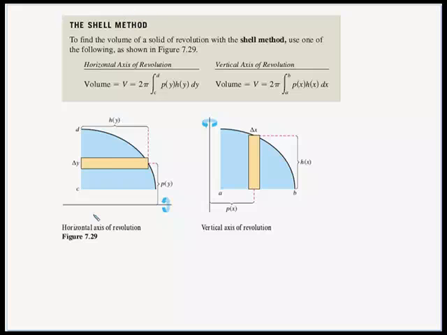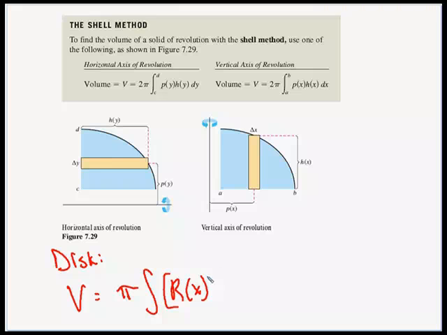So let's think back to the disk method. For the disk method, or the washer method, the volume was equal to pi times the integral of capital R of x, that was our outer radius, squared, minus lowercase r of x, quantity squared, and since we were integrating with respect to x, dx. And we could do the same thing for y, but it would be R of y quantity squared minus r of y quantity squared dy.